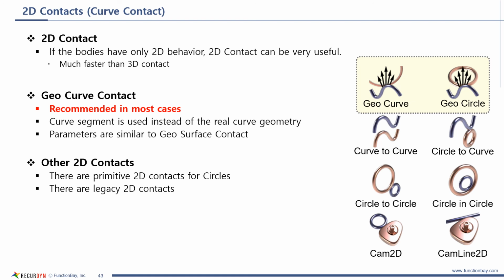2D contacts are often powerful option when the bodies have only 2D movement. GeoCurve contact is recommended in most cases. Since this is 2D, curve is divided into short segments, not facets. Parameters are similar to Geosurface Contact. There are 2D contacts such as primitive 2D contacts and legacy contacts.